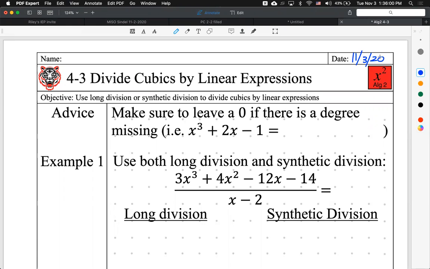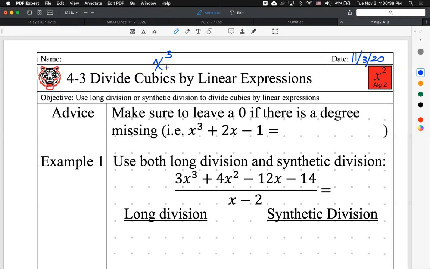The word cubics just means it's something to the power of 3, so nothing bigger than that. You can use synthetic division and long division with polynomials to degree 7, degree 11, degree 1,000. But for the sake of keeping things simple and making sure you understand the process, I'm going to go up to cubics. Quintic is to the power of 5, and quartic is to the power of 4.